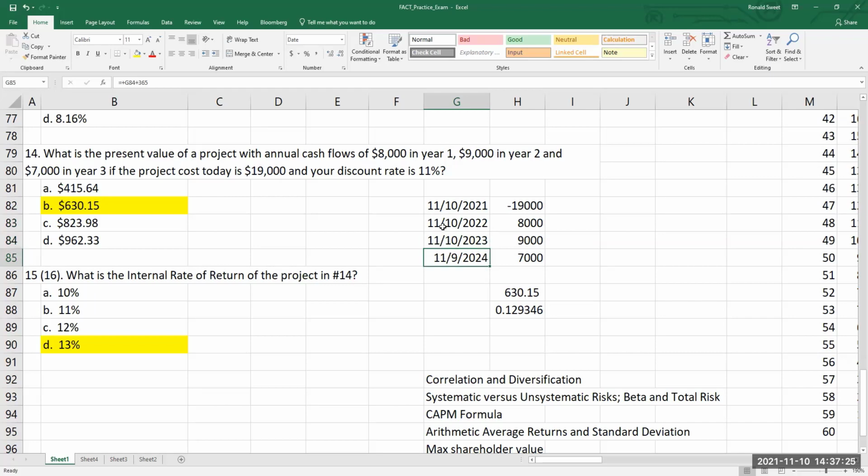That way, if you have a tax payment, you know exactly what that date is, you can just put that date in, and then XNPV takes care of all of that. It's really a wonderful function.